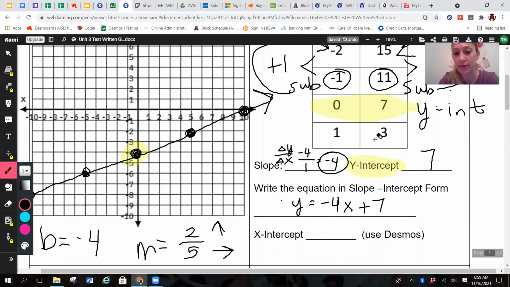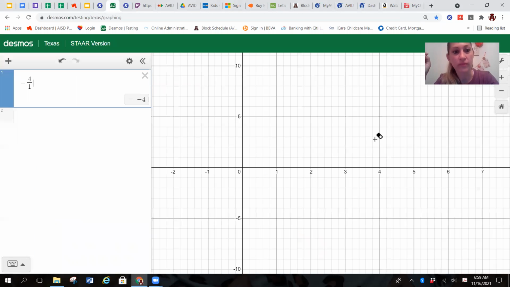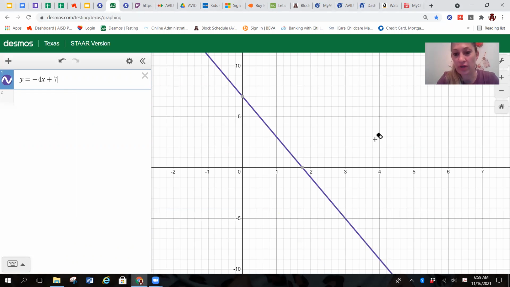Now to find your x-intercept, remember another name for x-intercept is a 0. You're going to use Desmos. And because you already found the equation, Desmos will be super fast and easy. -4x plus 7. So we go back to the y equals -4x plus 7. You can touch the screen and it'll say the x-intercept is 1.75. You can touch the screen and the y-intercept is 0, 7.